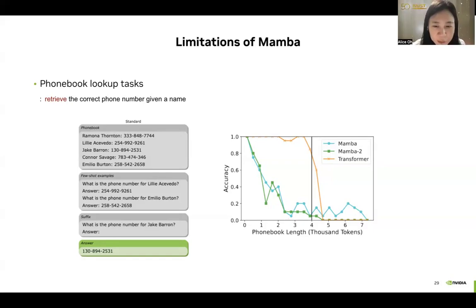Can I ask a quick question? Sure. When it says the wrong answer, what does the wrong answer look like? Is it one of the other phone numbers, or is it just not following the instruction? Does it say random things? No, it does say phone numbers, but they're just wrong ones. Oh, okay.